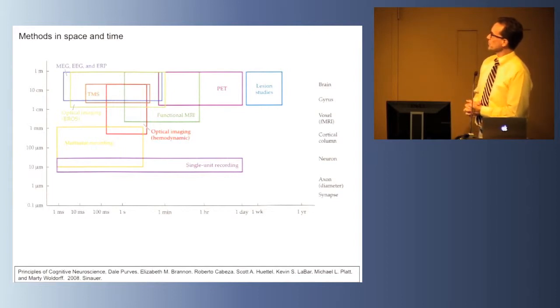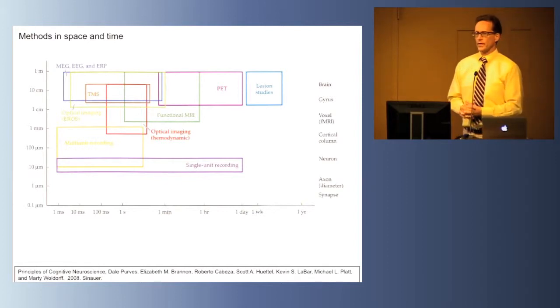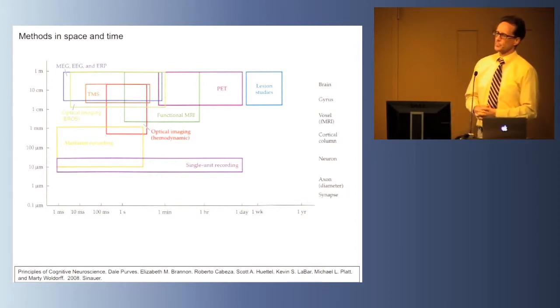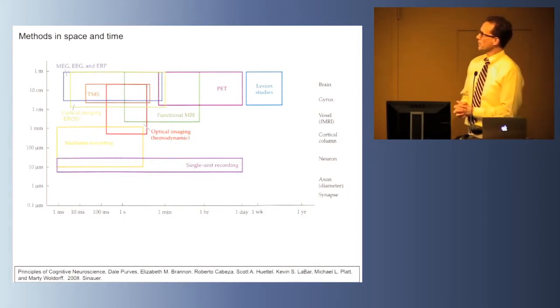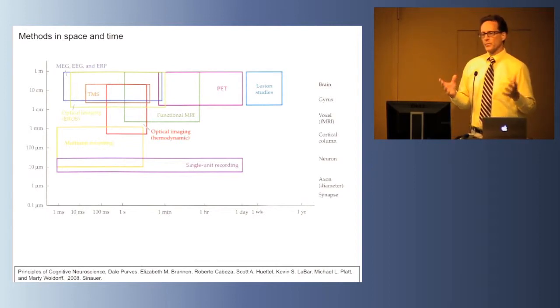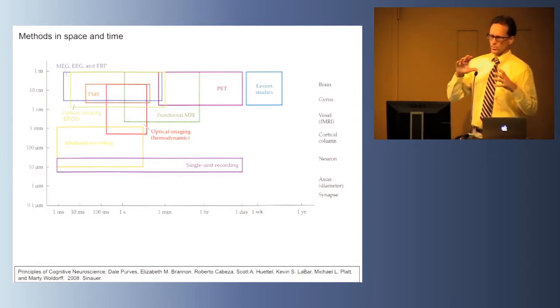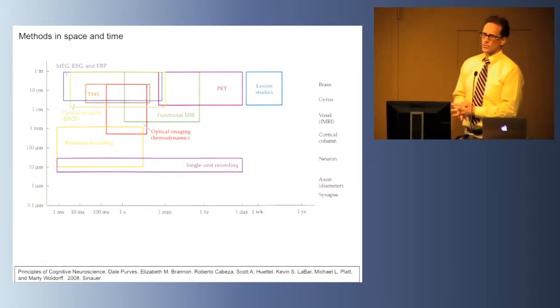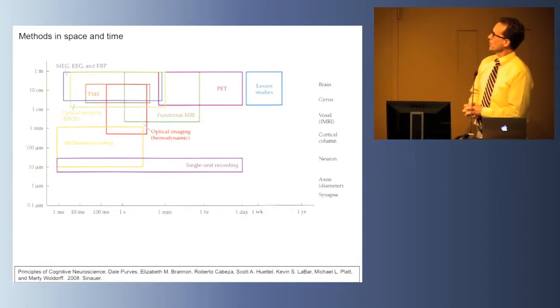Moving to the left even further, we have a blue box labeled MEG, EEG, and ERP. This stands for magnetoencephalography, electroencephalography, and event-related potentials. So these are measures of the electrical or electromagnetic activity of the brain. And again, they're at a spatial scale on the order of the size of the brain or gyri and so on. But the temporal resolution is down on the order of milliseconds. It's a very rapid reflection of brain state, much faster than fMRI or PET.